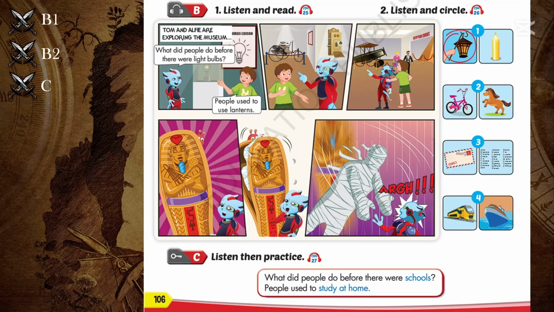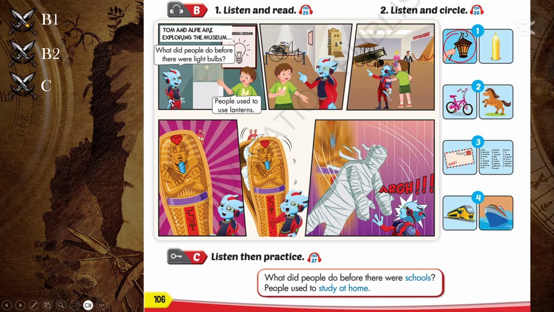The next one is the listening. I will play the audio 2 times so you can listen and circle the answer, and then write down your total score here. Okay, let's listen to the audio.